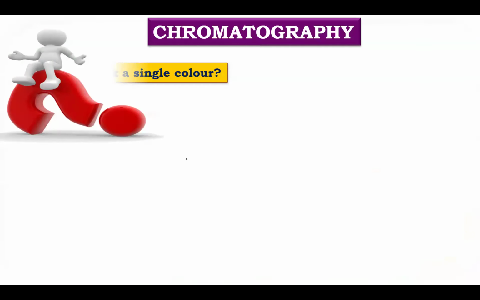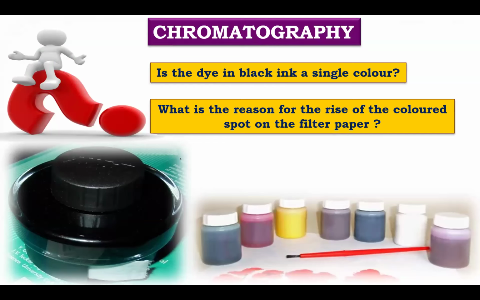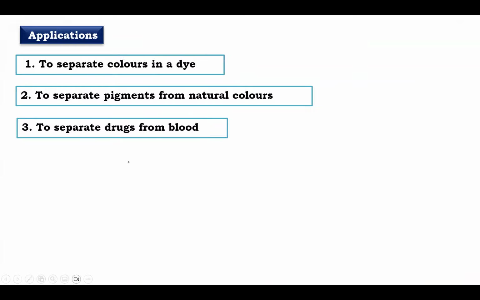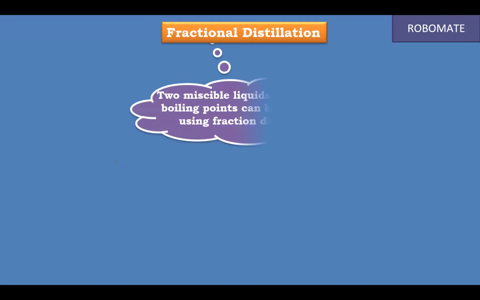Okay. So chromatography. Is the dye in the black ink black color? No, na, beta, it is made up of different colors. What is the reason? You add oil with the black. So it is used to separate color. Yeah, you can do that, but it won't be that accurate, beta. It is used to separate drugs from blood. Okay? Drugs.